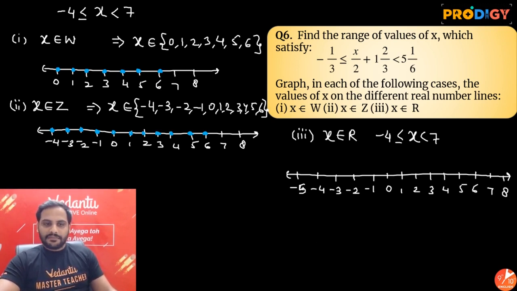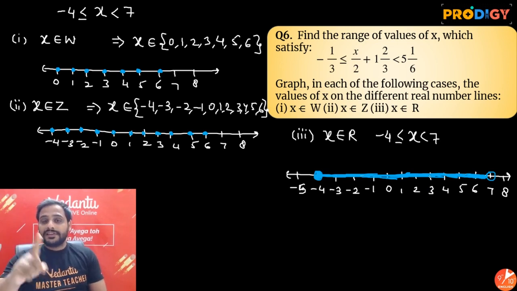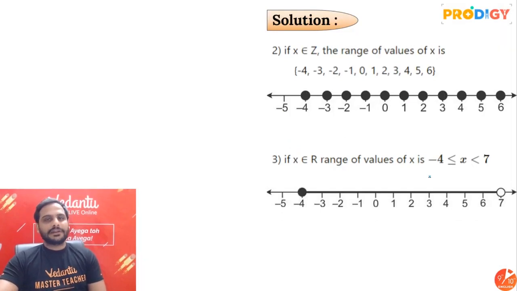Alright, so I can see beta minus 4 is included. So a darkened circle at minus 4. 7 is excluded, so a hollow circle at 7 and all the values in between. All the values in between. Okay beta? So this is how we will represent all the three different solutions. You can clearly see the values of x in our solution set depend upon the replacement set which I discussed in the previous class. Alright beta, so this is how this question will be done.